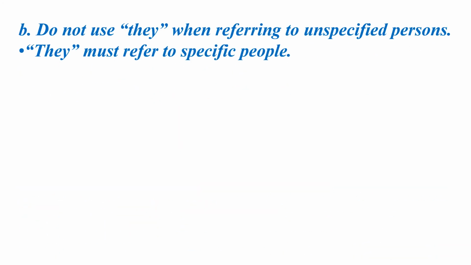Number B. Do not use they when referring to unspecified persons. They must refer to specific people. That means if you want to use they in a sentence, you must have a certain group of people. And grammatically, we know that before pronoun there must be an antecedent. So if we want to use they in a sentence, we must have antecedents before they.